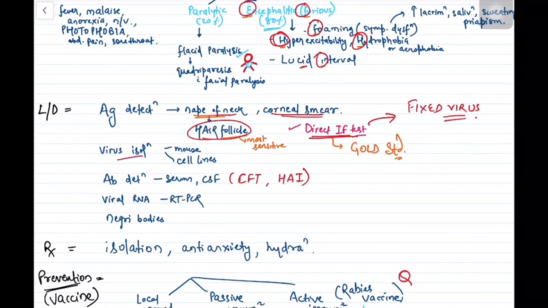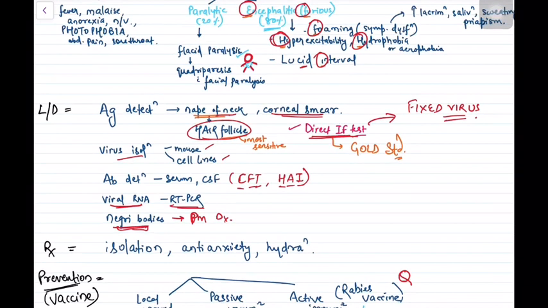Then we can isolate the virus from mouse or from the cell lines. Then the antibody detection from serum or the CSF, and we can do a complement fixation test or a hemagglutination inhibition test. Then as usual for all RNA virus, we can do a RT-PCR, and then finally the Negri bodies for the post-mortem diagnosis.